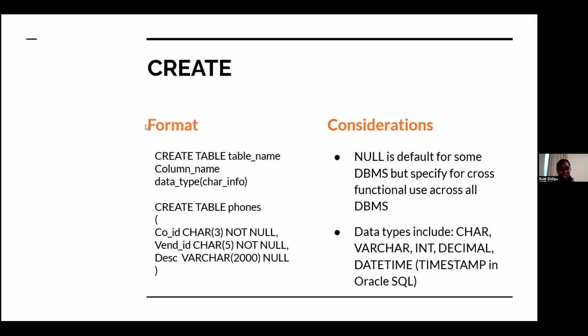So when creating a table, we use this create table clause, and then we specify the table name. And then for each column, we want to pass on information about the column, like, for example, the name, the data type specifically, and whether it's null or not null. Some databases, you don't have to specify this because it assumes it's null by default. But again, for cross-functional use, you should specify.